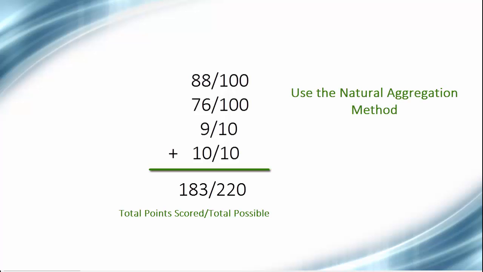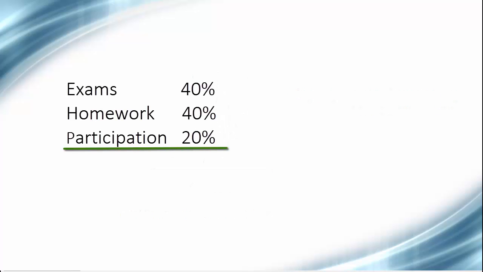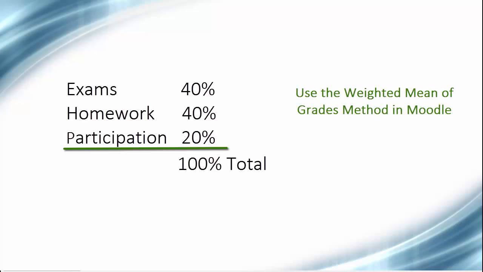If your course is using the total number of points a student scores divided by the total number of points possible in the course, then you more than likely are using a point-based system. Therefore, you need to use the natural aggregation. If you are using a system where your exams are worth 40%, your homework is worth another 40%, and your participation in the course is worth 20%, then more than likely you are using a weighted gradebook.